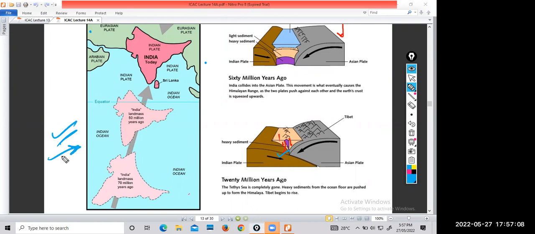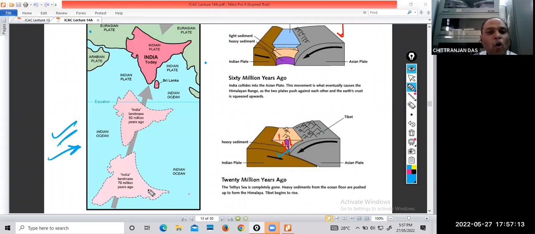Yes, this particular map, sir. So the Indian plate got separated from the Australian plate and started moving towards the Laurentian plate, Eurasia as it is called.